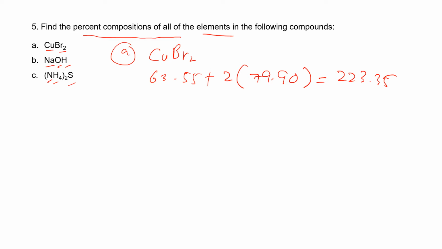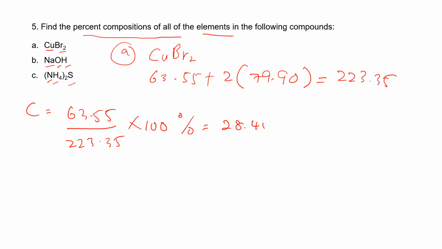Okay, so from this value of molar mass, you can get the percentage of each element. So for copper, you have one atom of copper. So for copper, 63.55, the atomic mass for copper, we divide by the molar mass of CuBr2, 223.35, times 100. Okay, so you will get 28.45%.